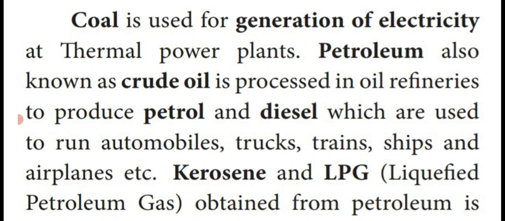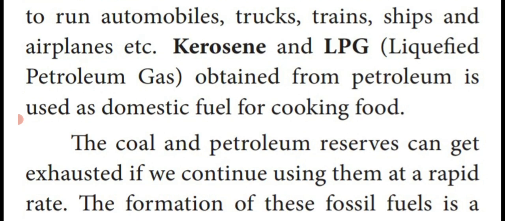Next one, the uses of coal and petroleum. Coal is used for the production of electricity, that is, generation of electricity at thermal power stations. Petroleum is otherwise known as crude oil, which is processed in oil refineries to produce petrol and diesel, which are used to run automobiles, trucks, trains, ships and airplanes, etc. Next, kerosene and LPG, liquefied petroleum gas, obtained from petroleum, is used as a domestic fuel for cooking food.